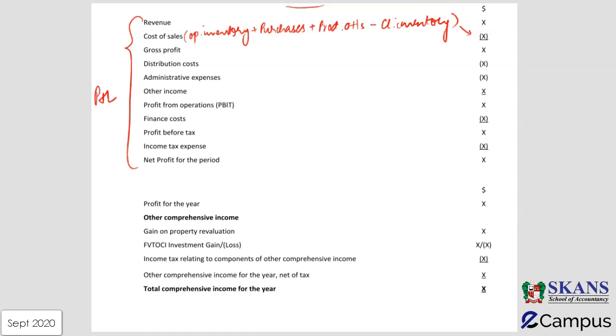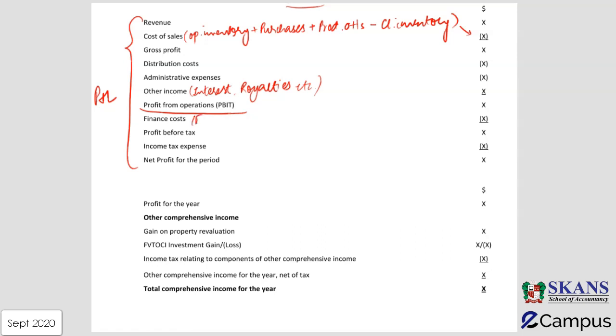If there is any other income that will be added, it can be in the form of interest, it can be in the form of royalties, it can be on financial instruments, etc. So all of the other incomes will be added to this statement of profit or loss. This will take us to the figure of profit before interest and tax, which is profit from operations. Then you subtract finance cost from it. This takes you to the figure of profit before tax.